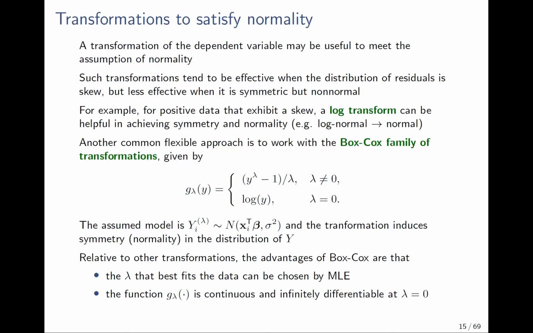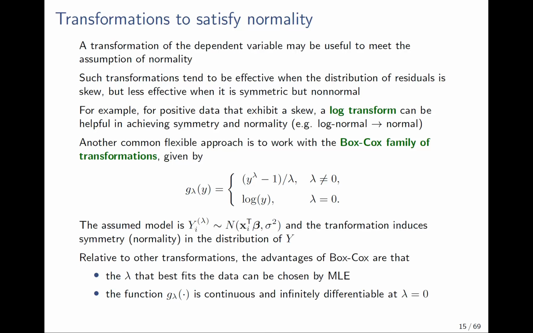And such transformations tend to be effective when the distribution of the residuals is skewed, but less effective when they are symmetric but non-normal. For example, for positive data that exhibit a skew, a log transformation can help in achieving symmetry and normality, and that's exactly the result we noted a moment ago, where a log transformation takes a log normal distribution to a normal one. So that's shown in the excursus slides for those of you who want a bit more depth on this. So a log transformation is one transformation we can apply to achieve normality.